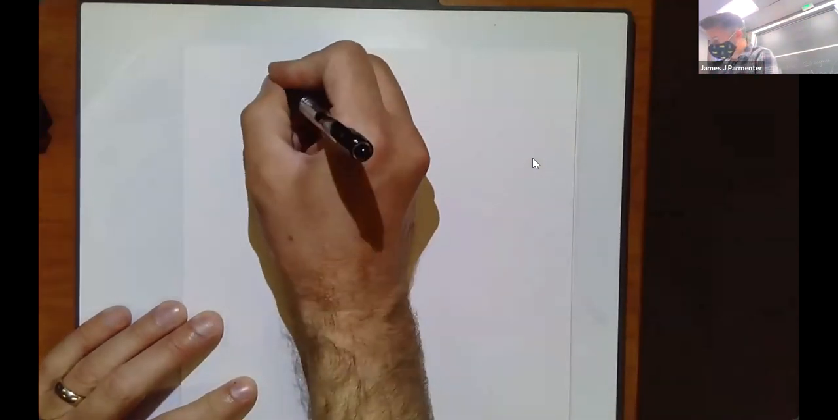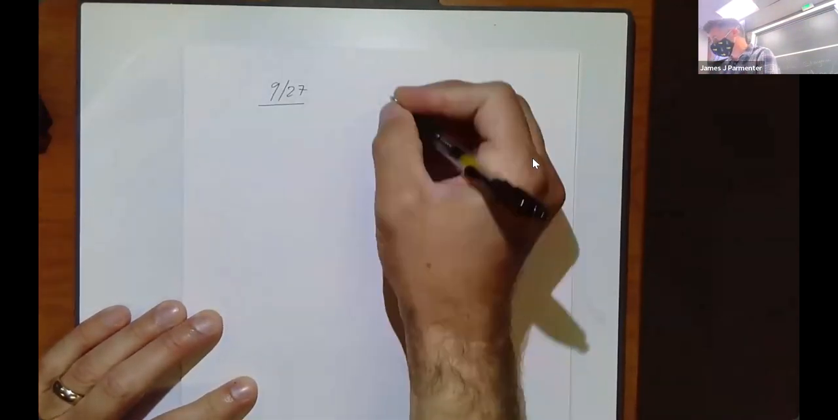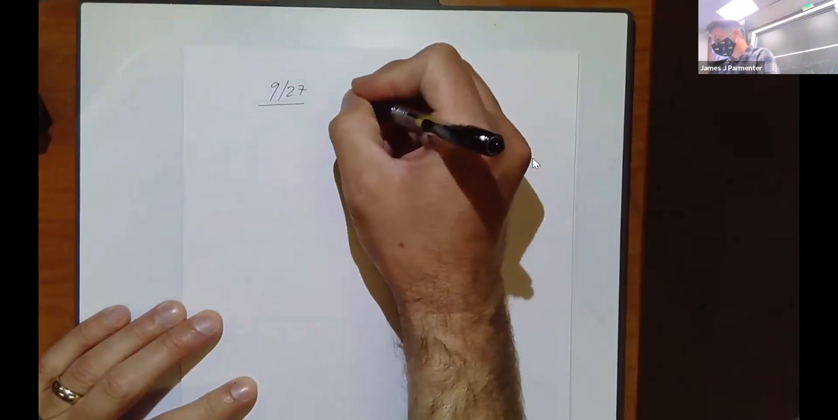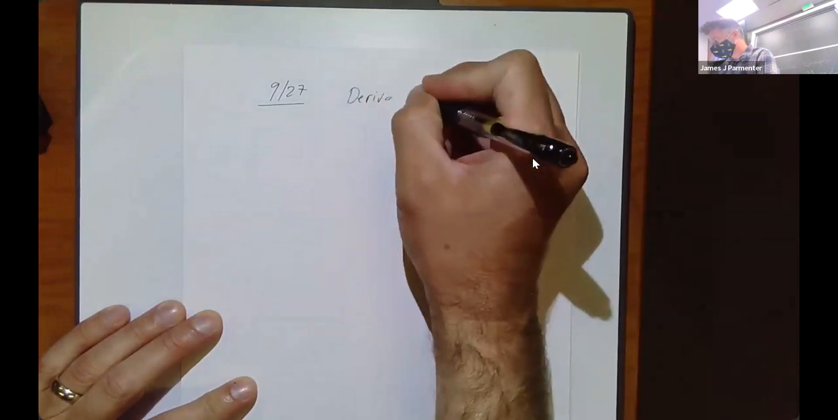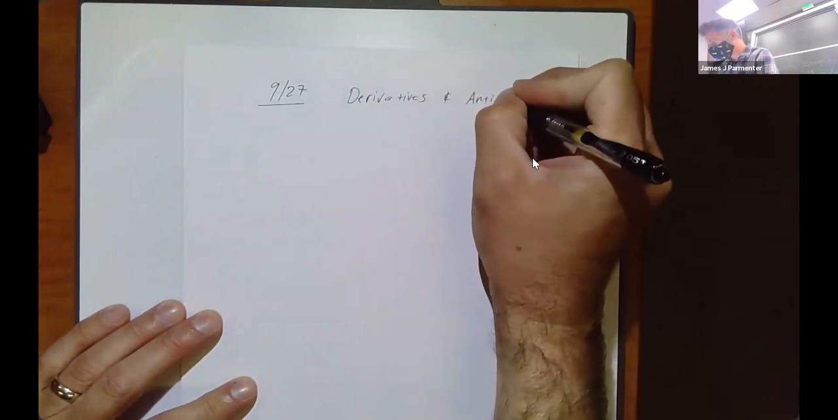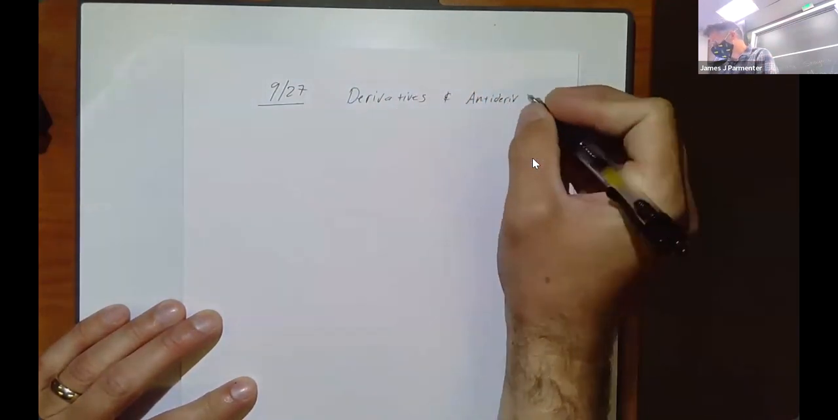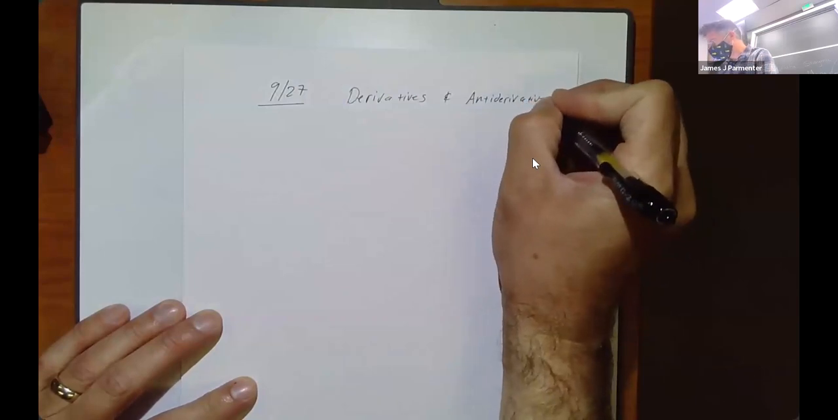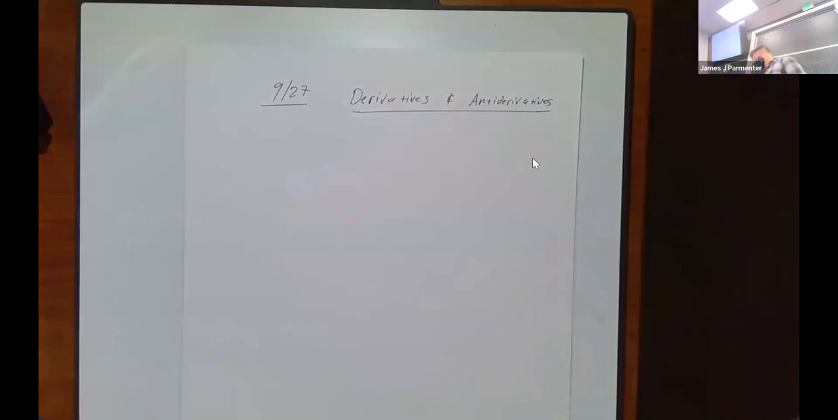Today is the 27th of September. We'll talk about derivatives and antiderivatives because really they're very related. Antiderivatives. Not a spelling class, by the way, so you all know I might make some spelling errors. It's not a crime.